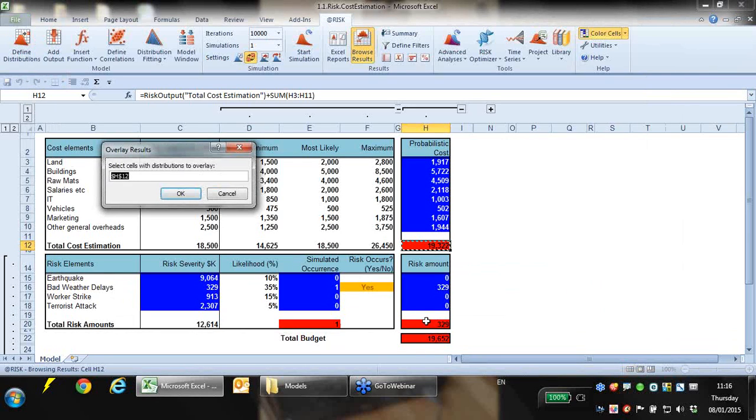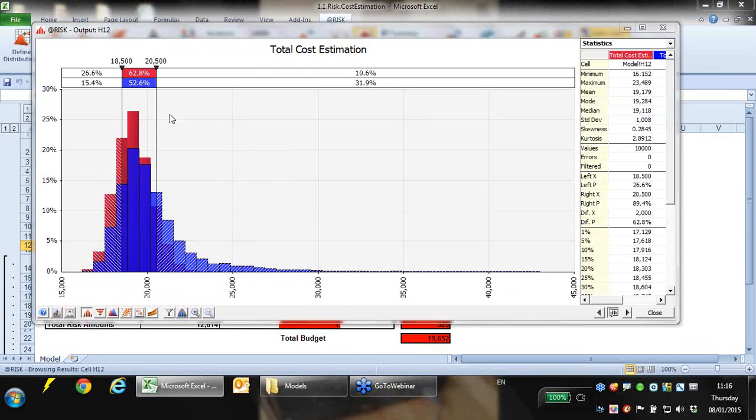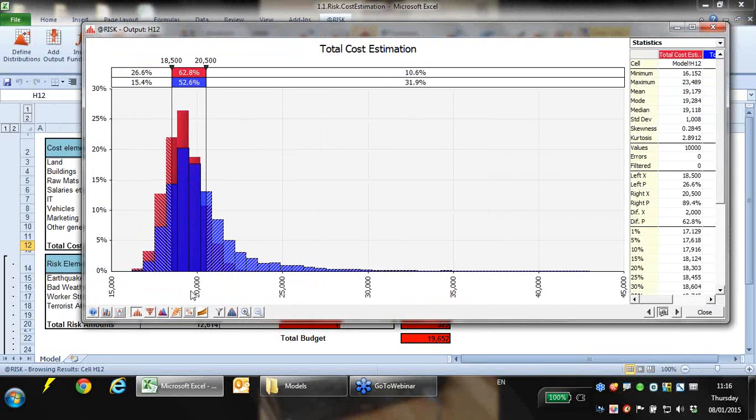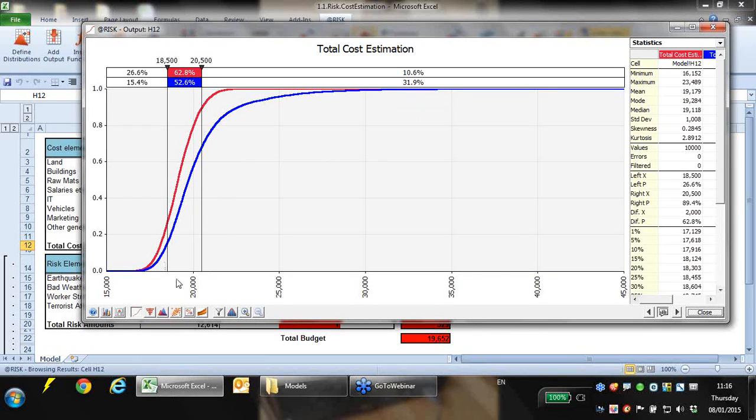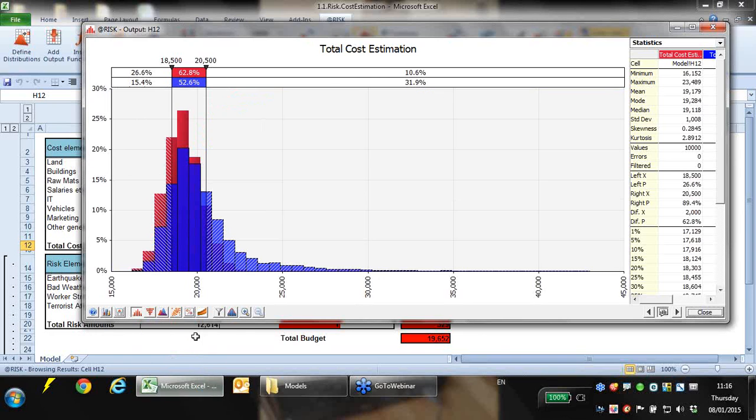What I'm going to do is add an overlay. I'm going to add this one here, and now I've got a model with the risks applied. Let's show it with a cumulative instead. So we can now see the impact of the risks. Whereas before I had a 26.5% chance of coming in under budget, with the risks added that decreases to 15.5, and so the upside increases a bit. Let's just turn off. There we go. So we can now start to look at the two different scenarios.